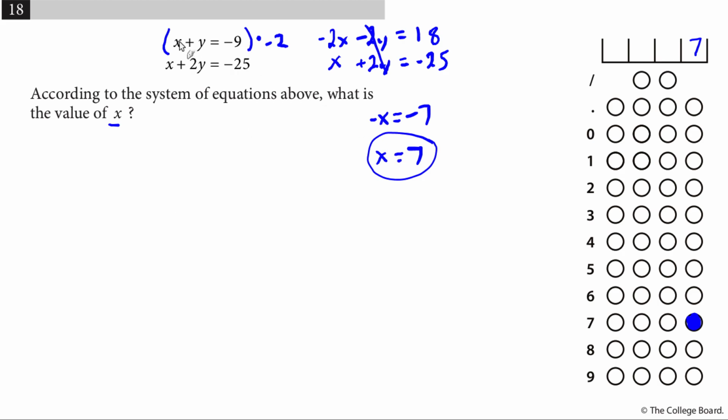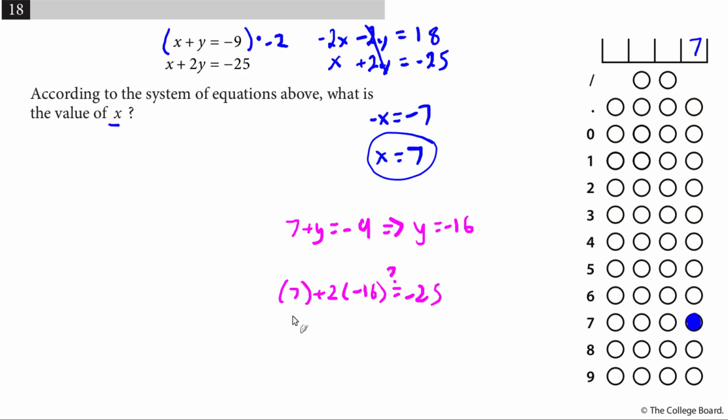So I could put the 7 in here and say 7 plus y equals negative 9. Subtracting 7 from both sides would give me y equals negative 16. And then if I check the other one, it better work out. 7 plus 2 times negative 16 equals, hopefully, negative 25. 2 times negative 16 is negative 32, and lo and behold, 7 minus 32 is in fact negative 25, so I can now be much more confident that I'm right, even though if time is an issue, I would skip over this part.